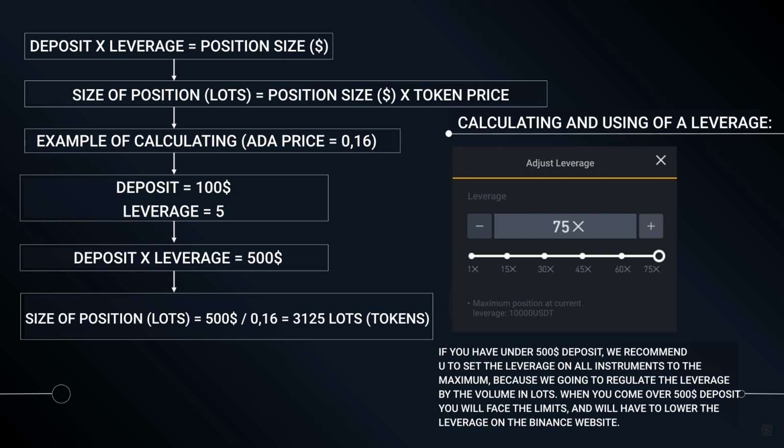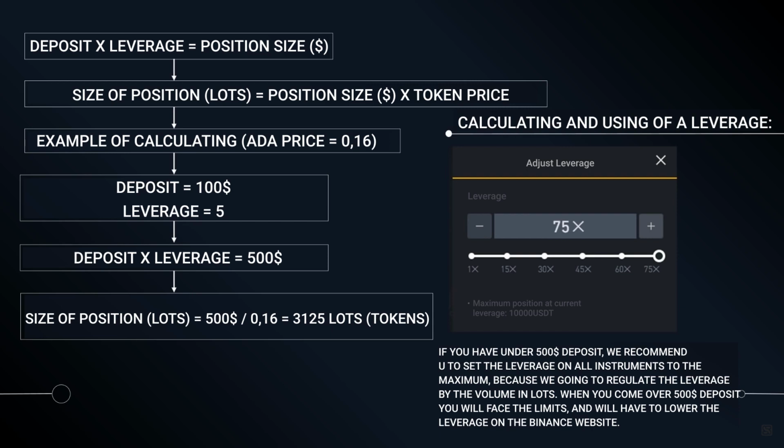Then, to get the position size in lots, we have to calculate. While calculating the size of the position in lots, you have to know just one thing. So we have our deposit. Let's take the example of the token ADA. The price for now is something like 0.16. We have a deposit of $100 and the fifth leverage for opening the position. The first thing we do is multiply our deposit by our leverage. So we multiply 100 by 5 and have $500. This $500 is the volume of our position in dollars.